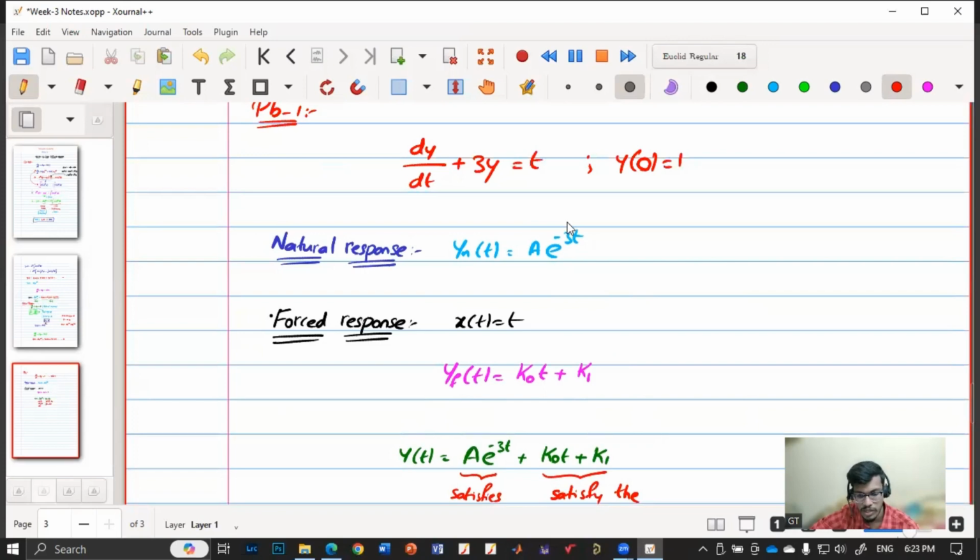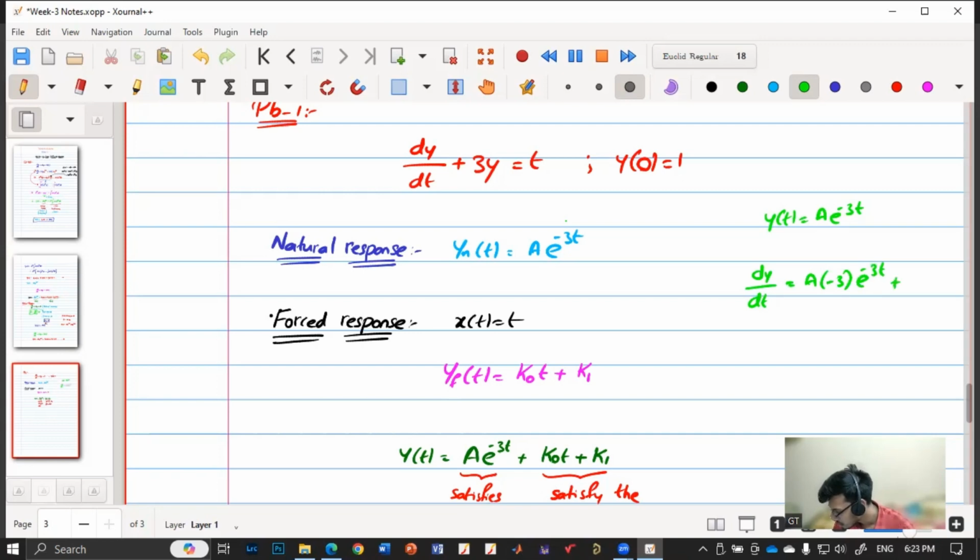So I'll consider y of t is equals to, I'll do this here, using this color. So y of t is equals to a into e to the power minus 3t. Okay. So my dy by dt is what? dy by dt is equals to a into minus 3 into e to the power minus 3t plus e to the power minus 3t into 0, right? Or what will be my expression? So if I differentiate this with dt, what will be my expression?